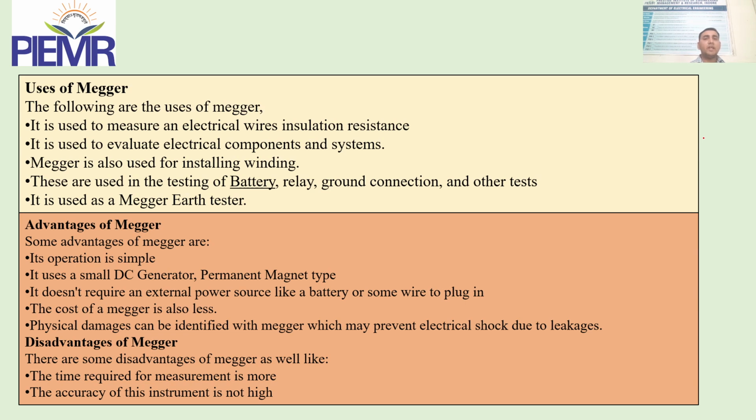As I say, it does not take as much time as the loss of charge method. But some of the disadvantages: the time required for measurement is high, though lower than the loss of charge method. Accuracy is not high with respect to the loss of charge method. This is one of the disadvantages.